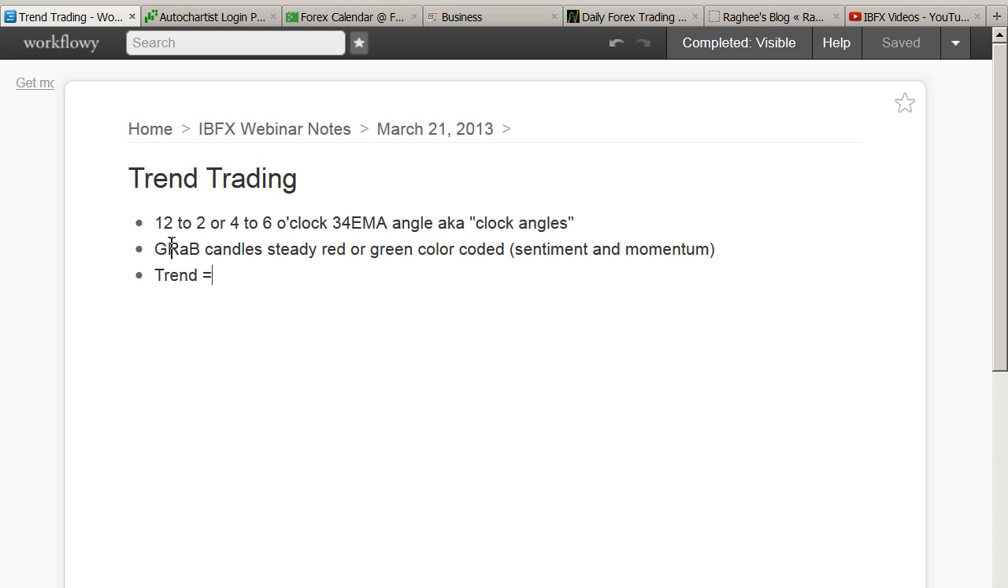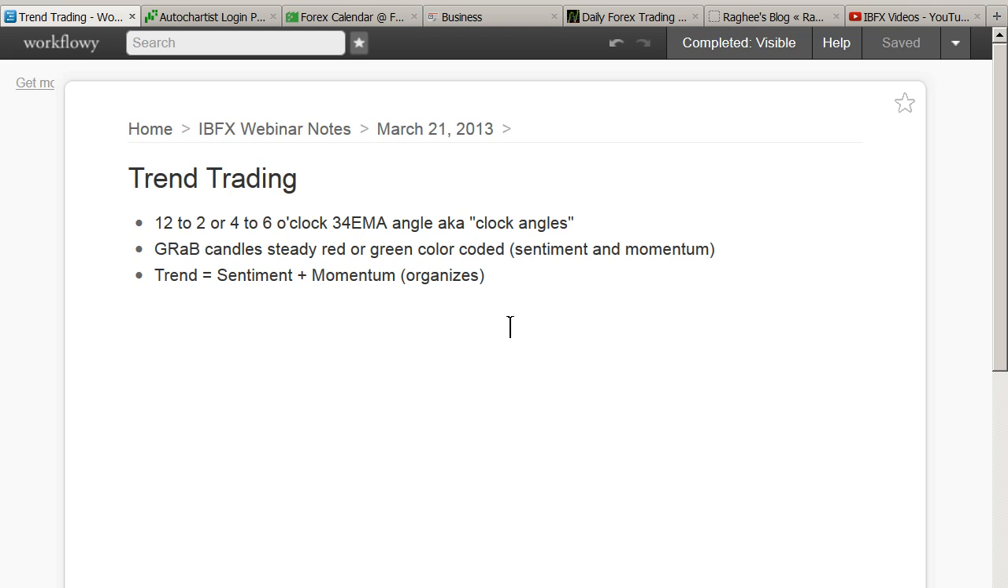But only if people are thinking a certain way, which is sentiment, and then begin to react to that idea, which is what creates momentum. If that momentum organizes, then we'll have ultimately a trend. So sentiment plus momentum equals trend. The way we see that is in the 12 to 2 o'clock or 4 to 6 o'clock EMA angle, and with the steady red or green grab candles.